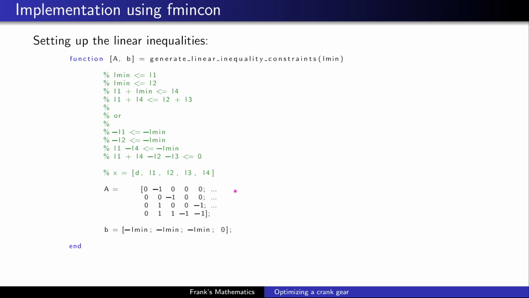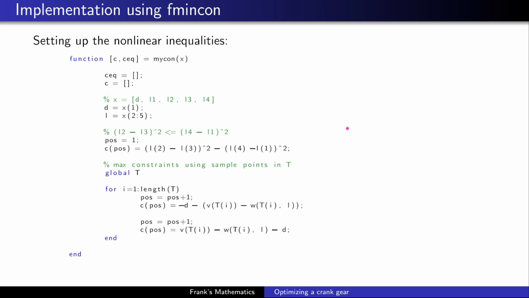More interesting is now the setup of the nonlinear inequalities. Let's start with the nonlinear inequality which was (L2 minus L3) squared must be less or equal than (L4 minus L1) squared. And we have to reformulate this as something must be less or equal than 0. So just bring this to the other side. And at the first position of our nonlinear inequalities is now this expression here. And now we are taking a look at the nonlinear inequality constraints arising from the sample points. We have to split them into 2 parts because we have minus delta less or equal to something, and something less or equal than delta. You can see this here. So we just rewrote this into 2 nonlinear inequalities.